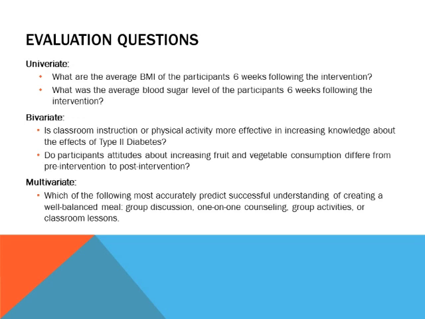Univariate. What is the average BMI of the participants 6 weeks following the intervention? What was the average blood sugar level of the participants 6 weeks following the intervention? Bivariate. Is classroom instruction or physical activity more effective in increasing knowledge about the effects of type 2 diabetes?